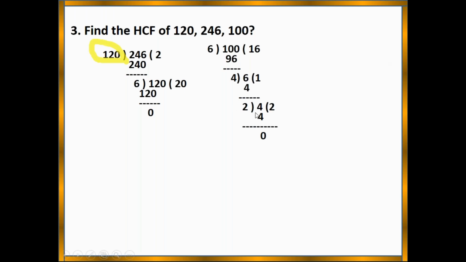Yes. So finally, this 2 is the highest common factor for the given numbers 120, 246, 100. 2 is the highest common factor. 2 is the HCF. 2 is the answer for the given question. Just note down.